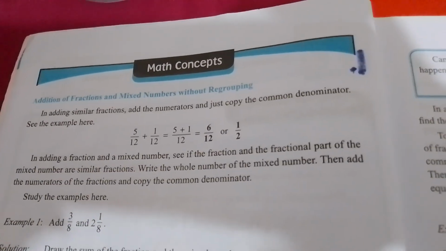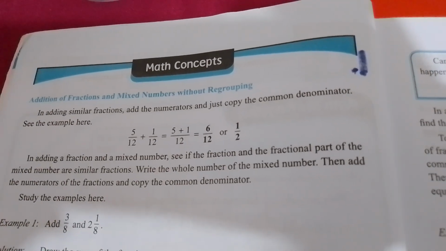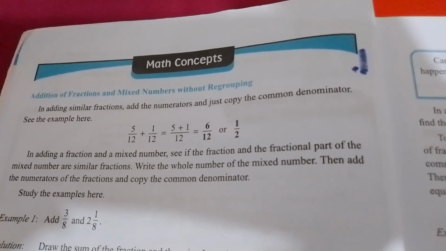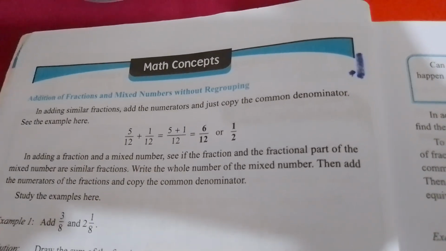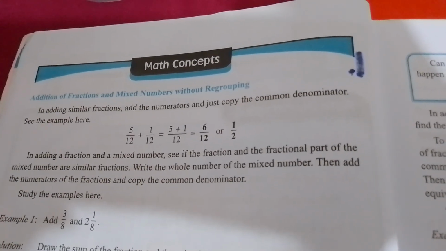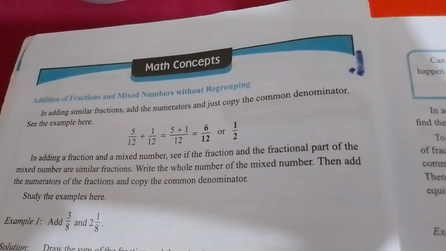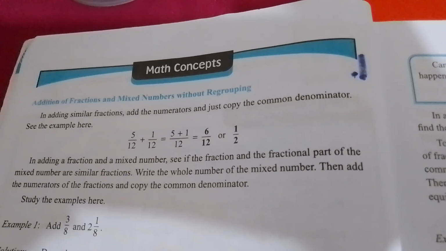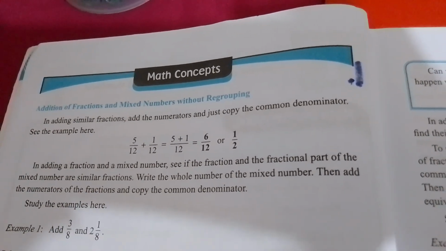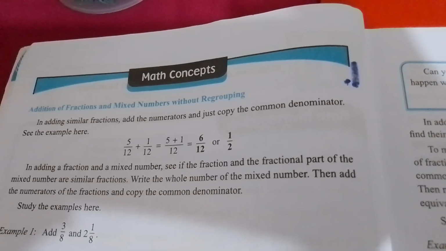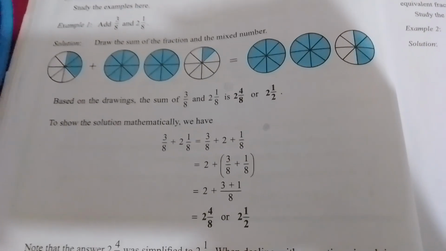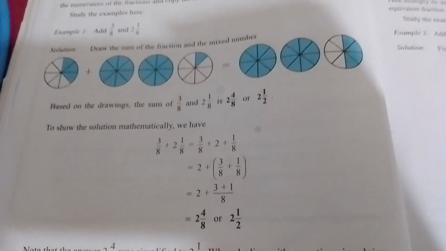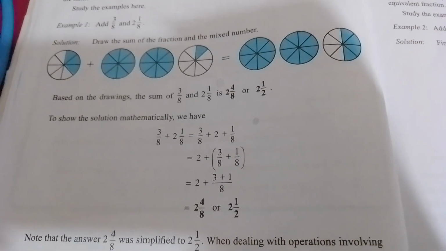In adding a fraction and a mixed number, see if the fraction and the fractional part of the mixed number are similar fractions. Write the whole number of the mixed number, then add the numerators of the fractions and copy the common denominator. Study the example here. Add 3/8 and 2 and 1/8.